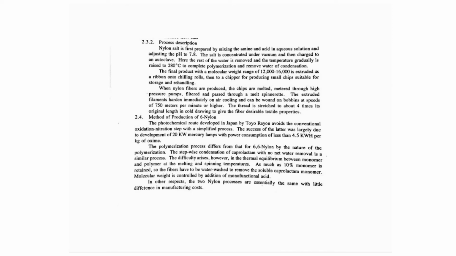Through high pressure pumps, filtered, they pass through a melt spinnerette, where the process of becoming threads comes into the picture. A spinnerette is nothing but an object which is having orifices, and the diameters are very, very small. The extruded filaments are hardened immediately by air cooling. So air is used as a drying medium, and they can be wound past the tension zone on bobbins at a speed of 750 meters per minute and higher.